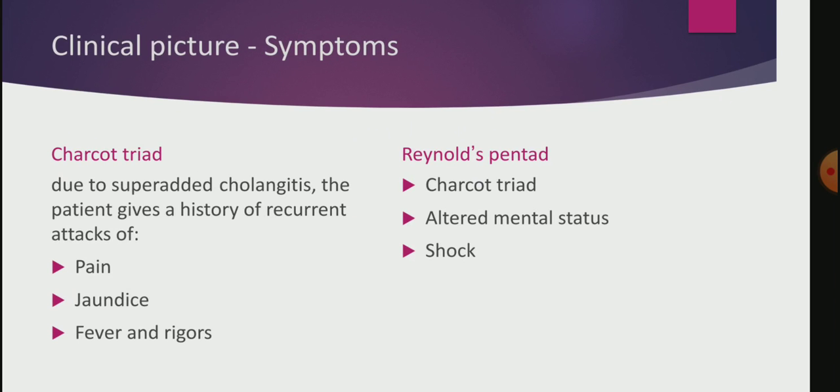Reynolds' pentad is Charcot's triad, that is pain, jaundice, fever and rigors, added to altered mental status and shock. This is important: if the patient has Charcot's triad or Reynolds' pentad, that means the patient has cholangitis.